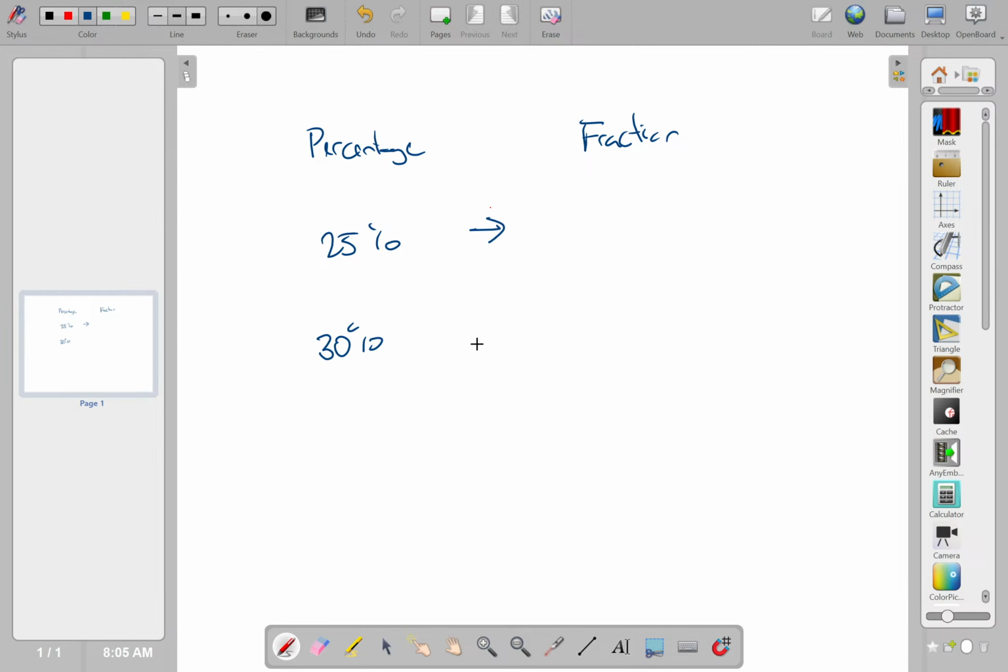30%. Same thing again now. We have that percentage, so then we're going to throw them over 100 and then do the thing. We have 40%. Okay, what's next there?